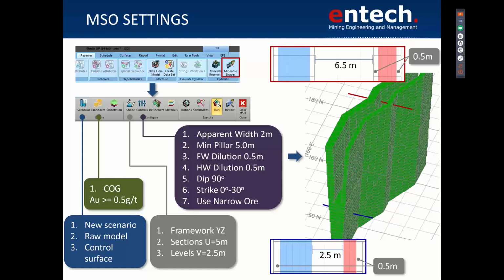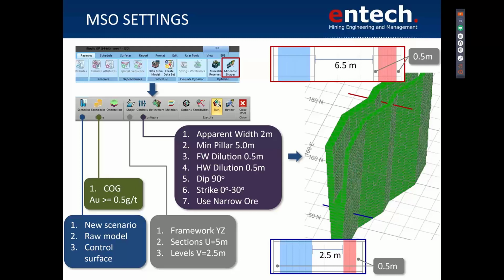So the goal of today is really just to show you how you can use this process and how it would flow through in the optimization as well. So in preparing this scenario, it's a feature in Studio OP. So at the top here is the point of the ribbon. So you simply navigate to the reserves and then the mineable shapes. And this will open up a ribbon where you can then start setting your parameters.